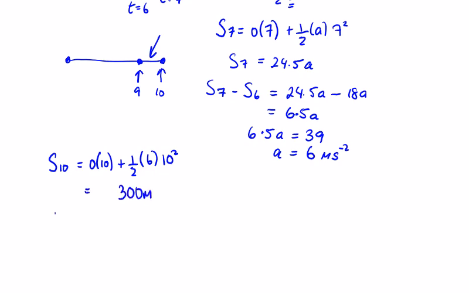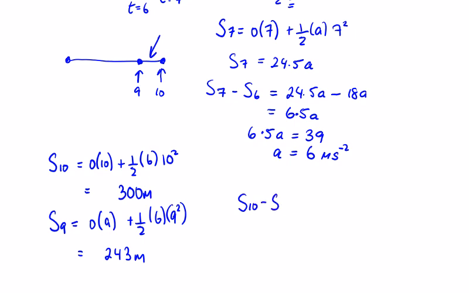That's S10. S9 is 0 times 9 plus a half times 6 times 9 squared. So that's 3 by 81 is 243. So S10 minus S9 is 300 minus 243, which is equal to 57 meters. A nice question dealing with time and distance.